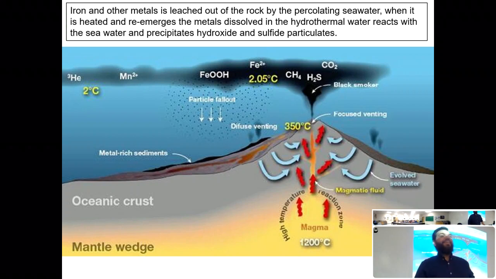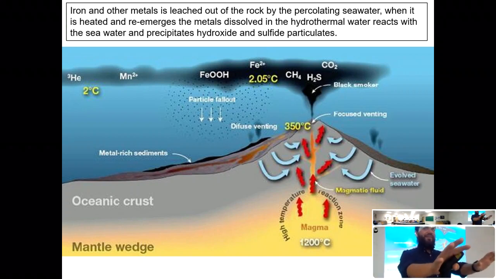Just say the ocean water kind of circulates through the hot rock, leaches out iron, and the iron is precipitated. You know that word precipitated? Precipitated is when it forms solids, right? That's technically what precipitate means. It means it forms solids. It precipitates out iron compounds. Iron salts, you could put. Okay, did you all get that? Are you good on number 14?